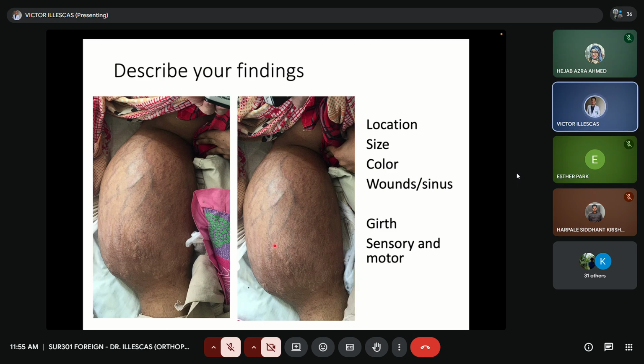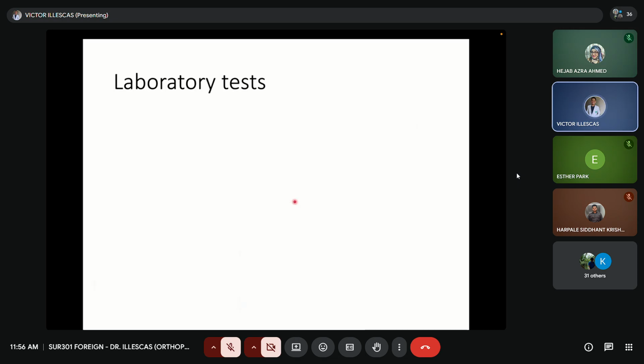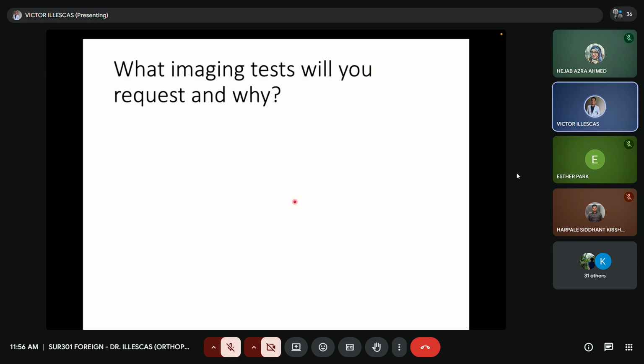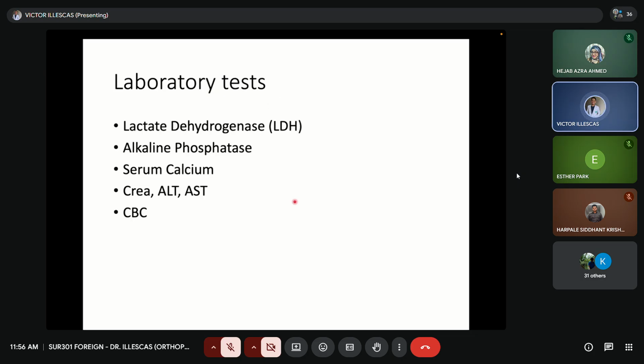You want to check for color. Is there venous engorgement already? Is there sinus formation? Are there any wounds? And is there a sensory and motor dysfunction of the area distal to this lesion? You want to also check the vascularity of the distal pulses. So we request for LDH and ALP. This should be 3 times elevated if it is truly a tumor. Calcium is elevated if there is metastasis.